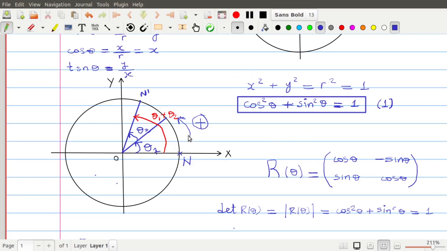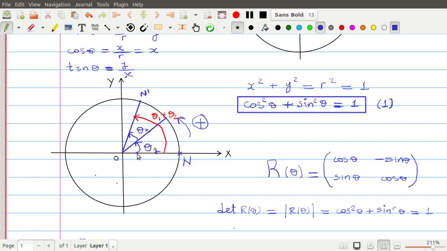Now, if we perform two rotations, let's say, for instance, we want to rotate the point N to its image N prime by performing a rotation from N to N prime. The angle from the x-axis to the line through O N prime is theta 1 plus theta 2. It is given here in red.